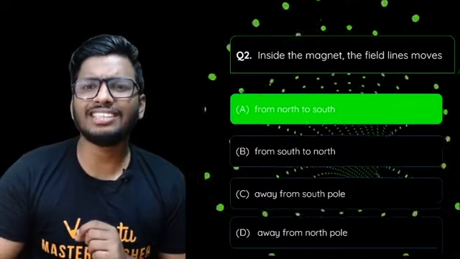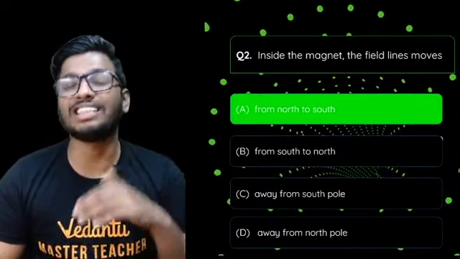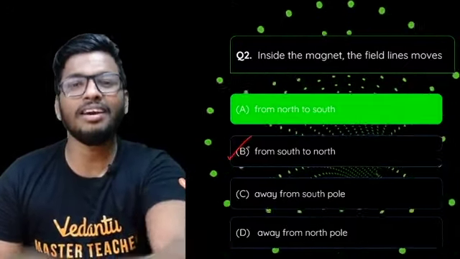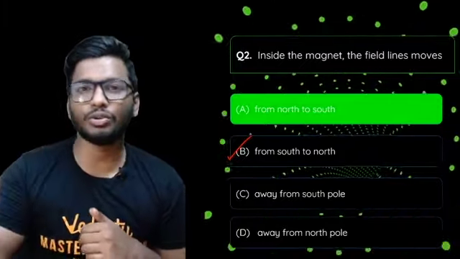No, this should be wrong. Inside the magnet, the magnetic field lines move from south to north, not from north to south. Apparently, the answer is wrong. The answer is actually option number B. Inside the magnet, the field lines move from south to north, not from north to south.